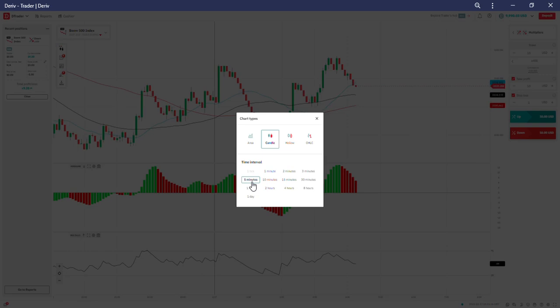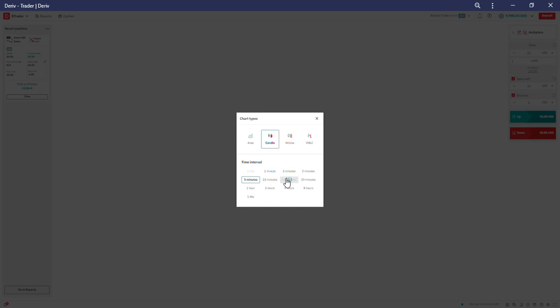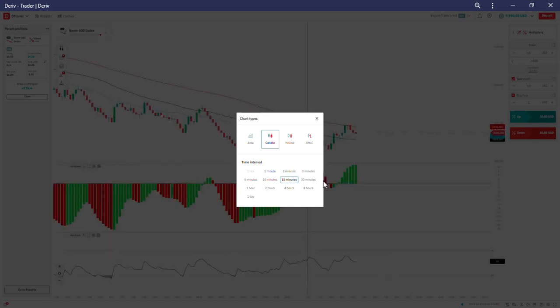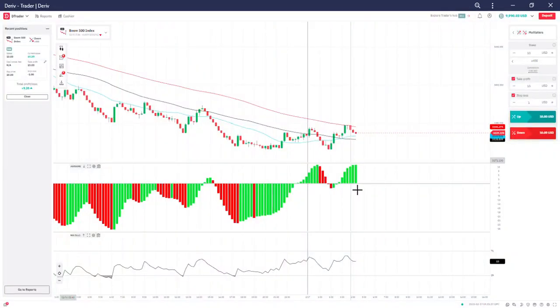The 5 minutes chart. Okay, let's take a 15 minutes chart. Now the 15 minutes chart is already telling us that we are bullish. As you can see, our chart is telling us we are bullish. So today, if you want to trade against the spikes, you must be very careful.